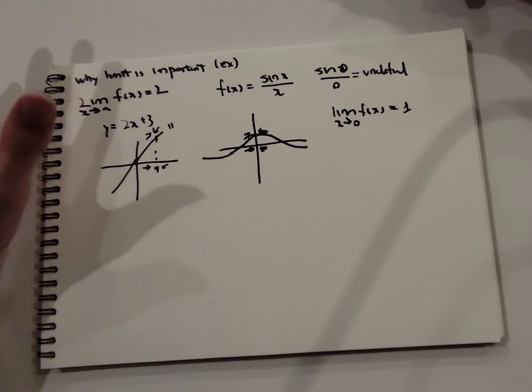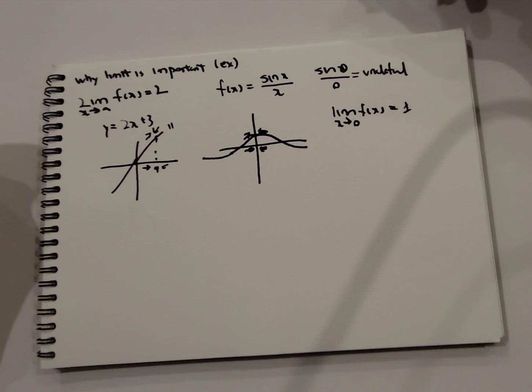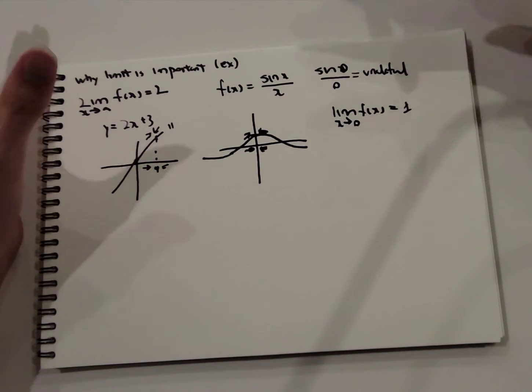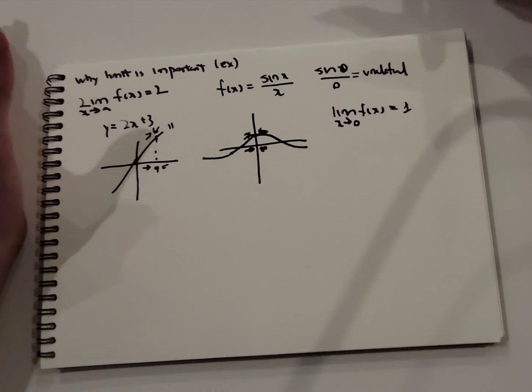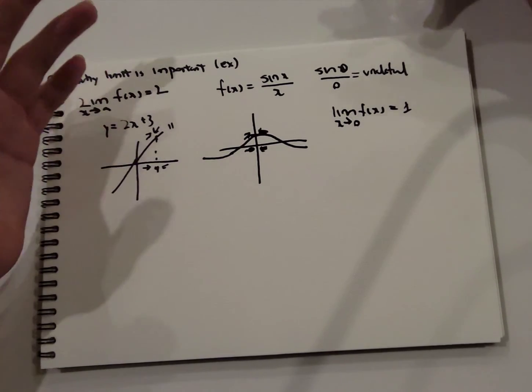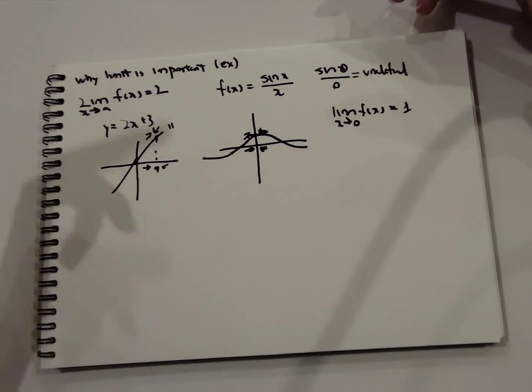This is one of the examples of why limit is important, because it helps us in some cases not violate some of the mathematical rules, and then we can play around with it, right? So this is why limit is important.